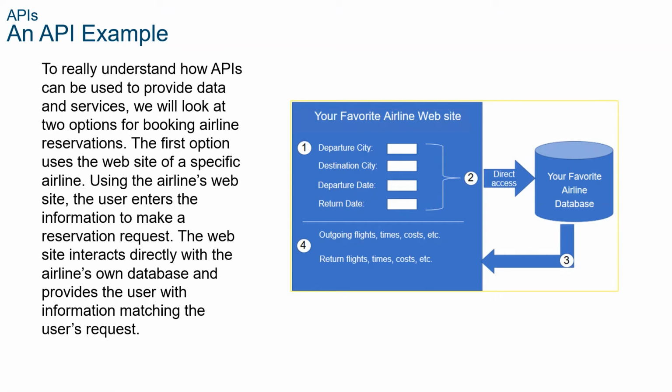To really understand how APIs can be used to provide data and services, we will look at two options for booking airline reservations. The first option uses the website for a specific airline. Using the airline's website, the user enters the information to make a reservation request. The website interacts directly with the airline's own database and provides the user with information matching the user's request.